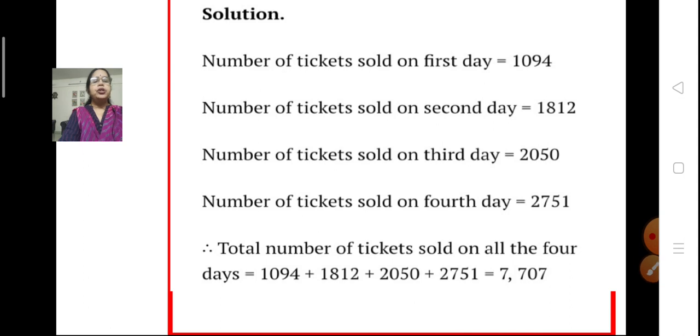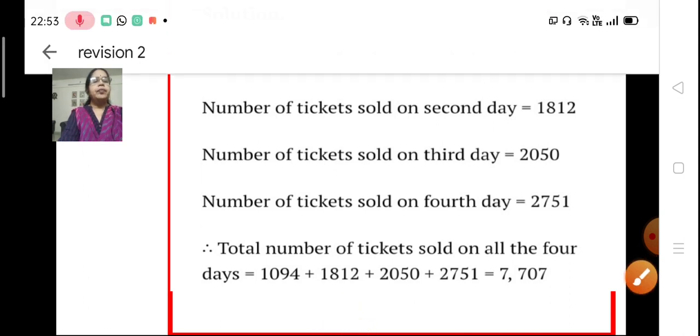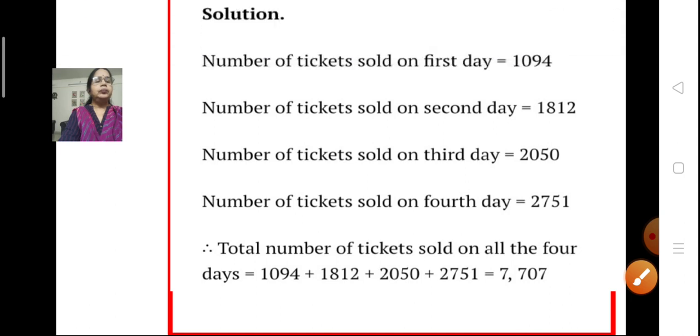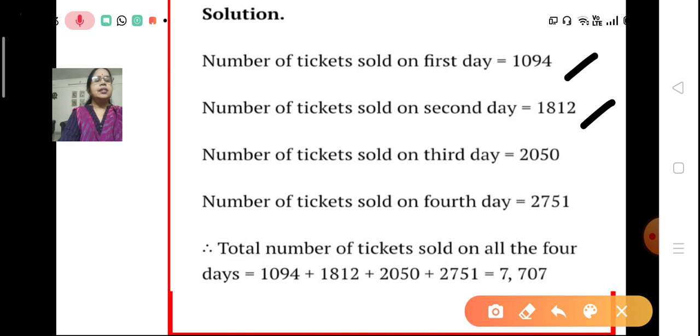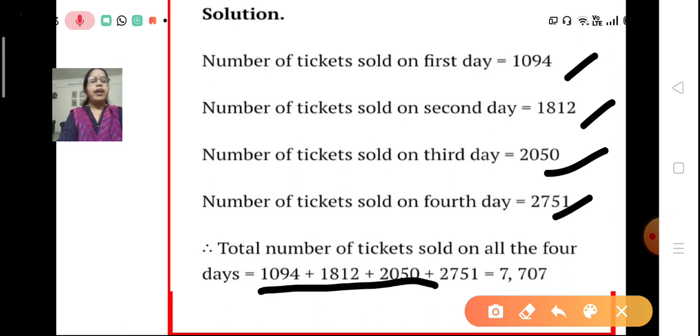So this is the solution. Number of tickets sold on the first day is this. The number of tickets sold on the second day is this, and the number of tickets sold on the third day is this, 2050, and the number of tickets sold on the fourth day is 2751. And to get the total number of tickets, what do we do? We can add them. We find their sum.